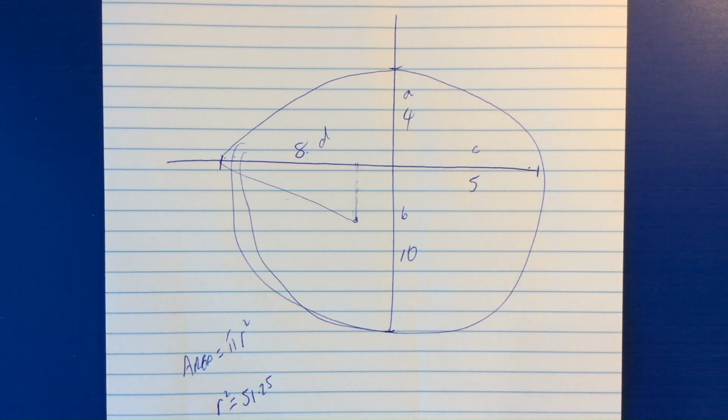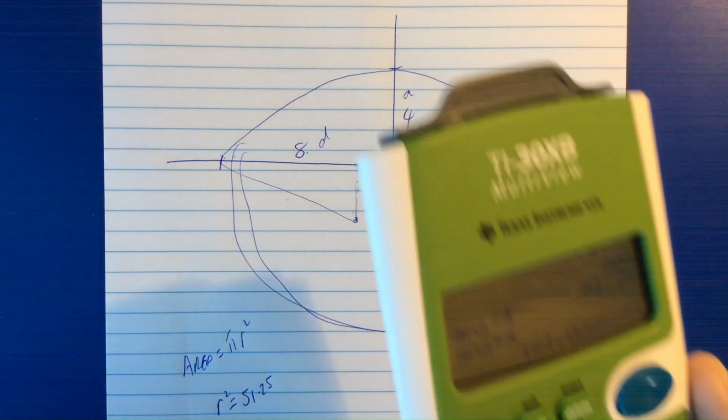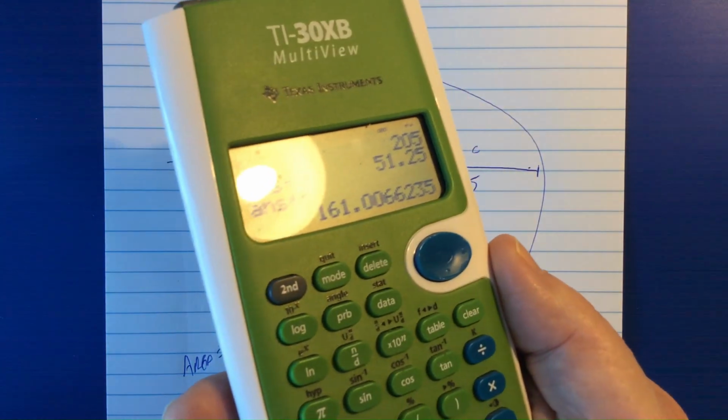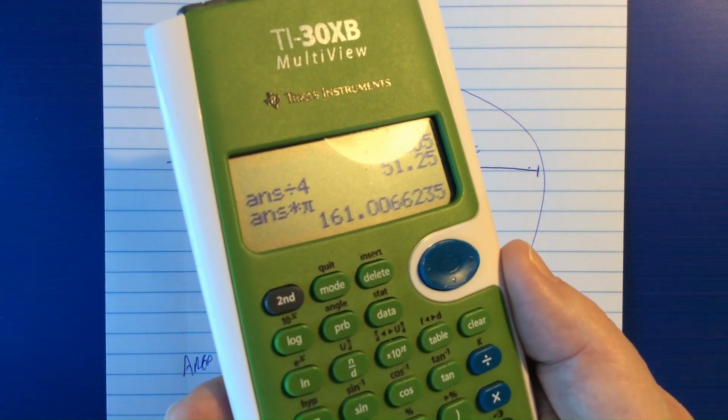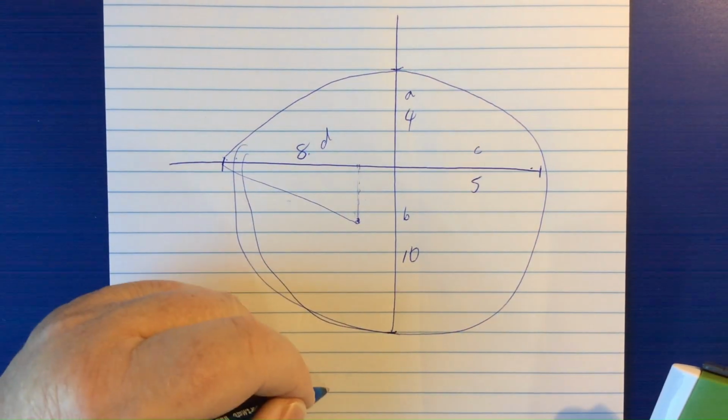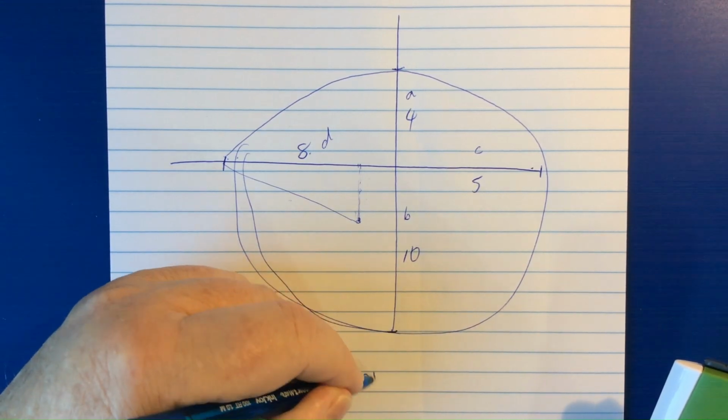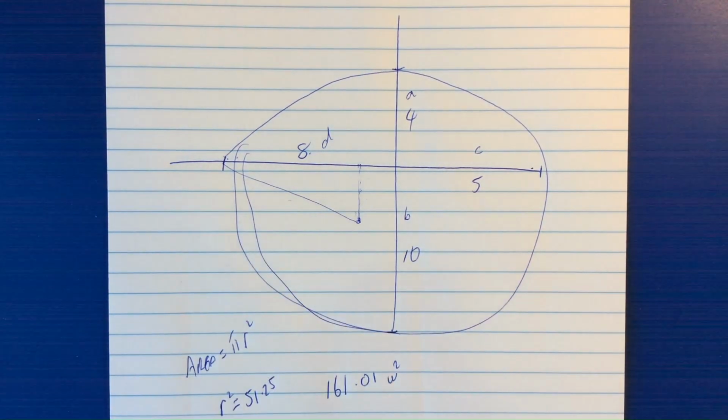Next move, multiply that by pi. There is our area, 161, we'll call it 0.01. 161.01 units squared. So thank you very much for watching. I hope you found this interesting, and I hope that I've satisfactorily explained that the circle can exist and an alternative way of finding its area.